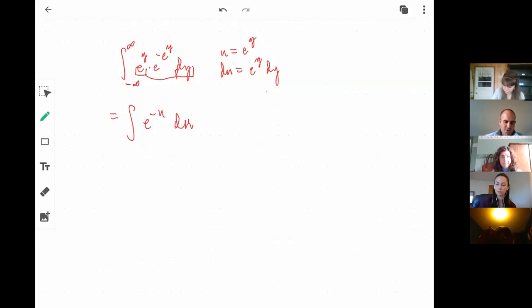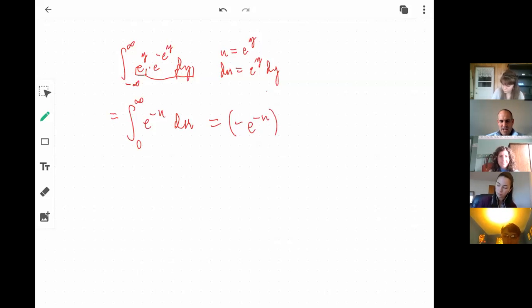Zero. And if y goes to infinity, where does u go? Infinity. Yeah. And what's the antiderivative of e to the minus u? How about minus e to the minus u, correct? Mm-hmm. And this thing is evaluated between 0 and infinity.